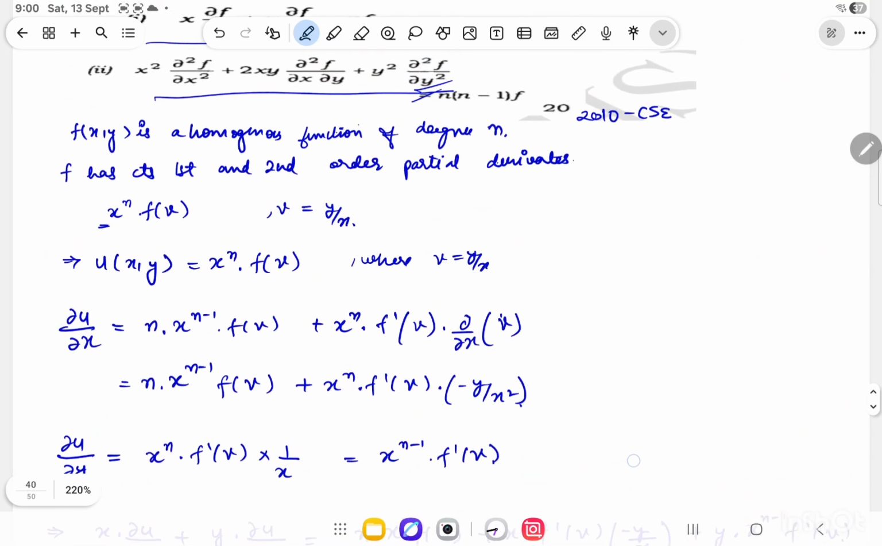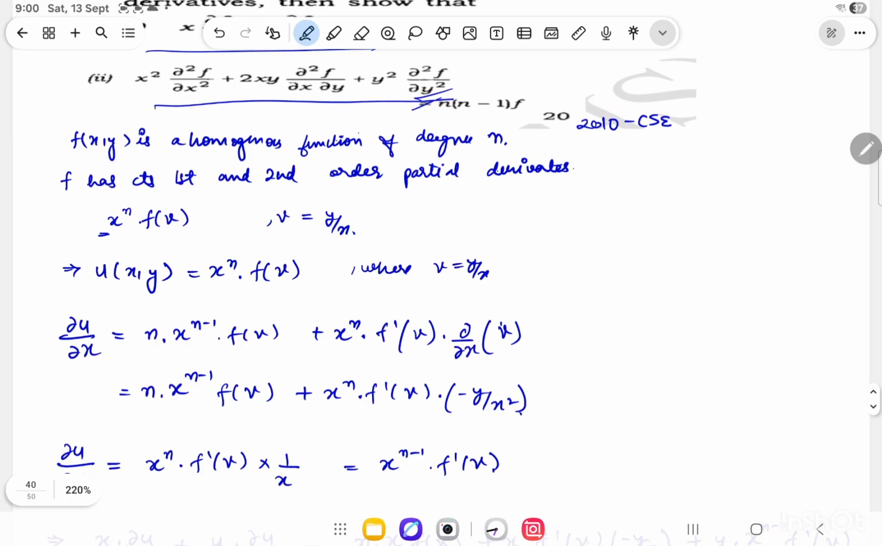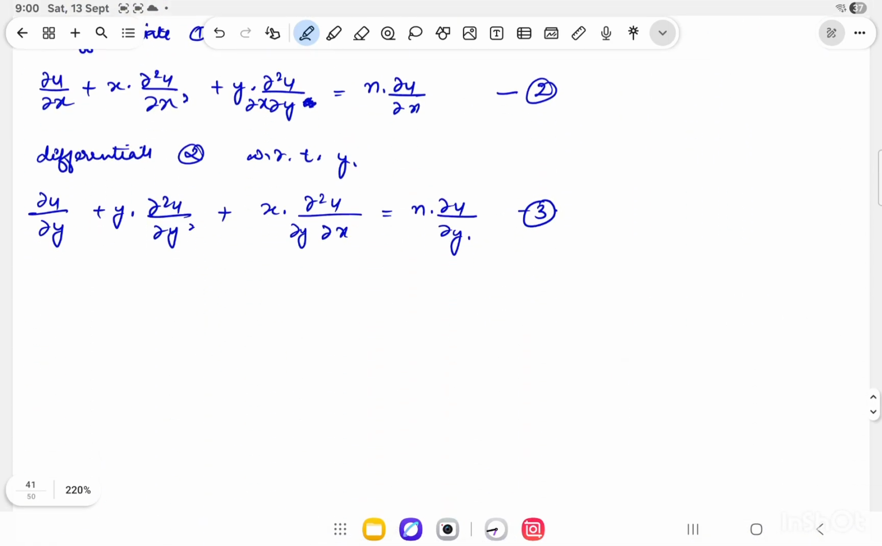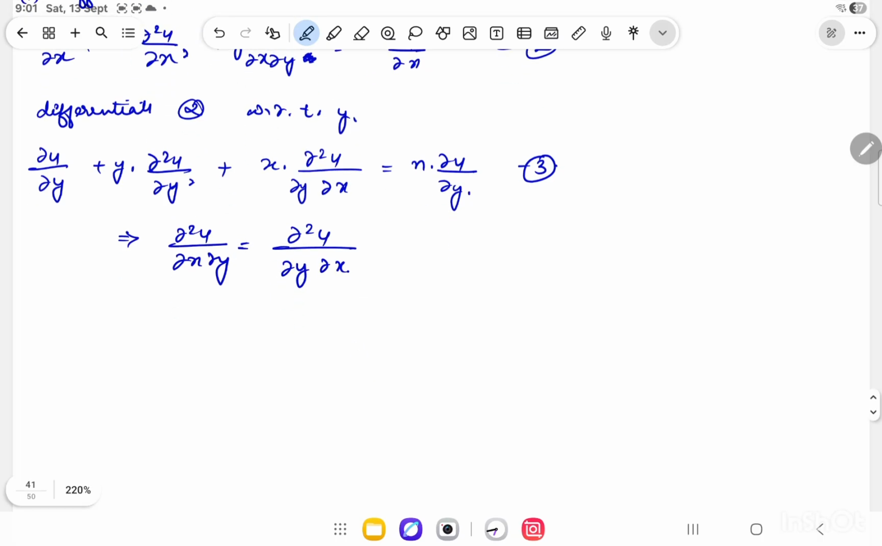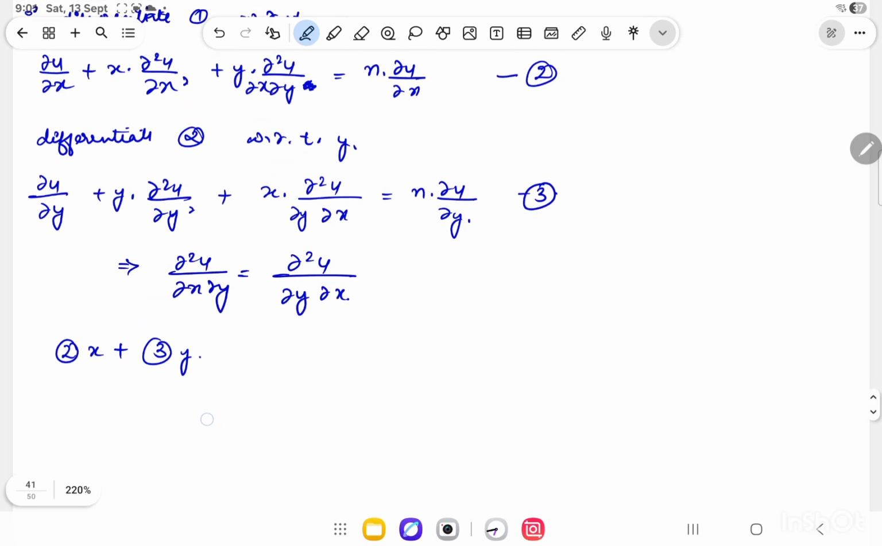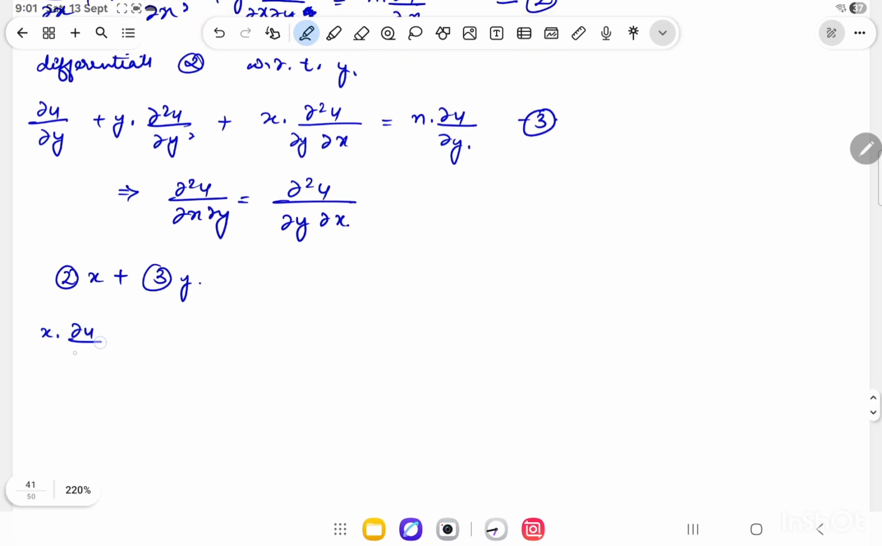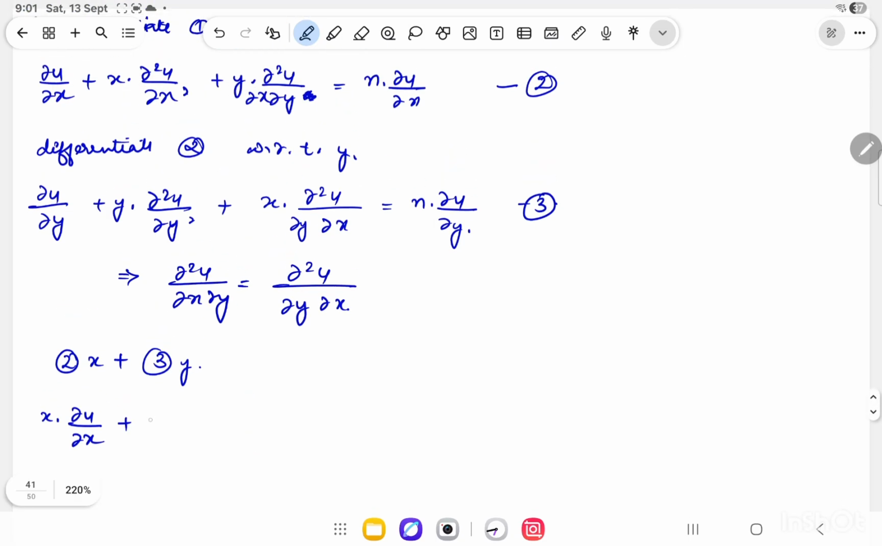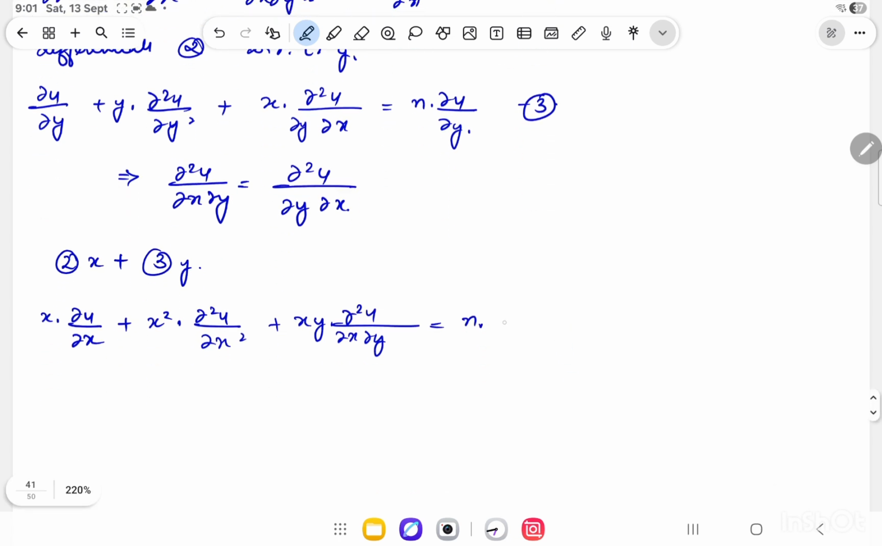And if you observe, in the question it is given that the homogeneous function has continuous first and second order partial derivatives. So using that, we can say that del square u by del x del y is the same as del square u by del y del x. Now if I multiply 2 with x and add it with 3 multiplied by y, I'll get x into del u by del x plus x square into del square u by del x square plus xy into del square u by del x del y is equal to n into x del u by del x.